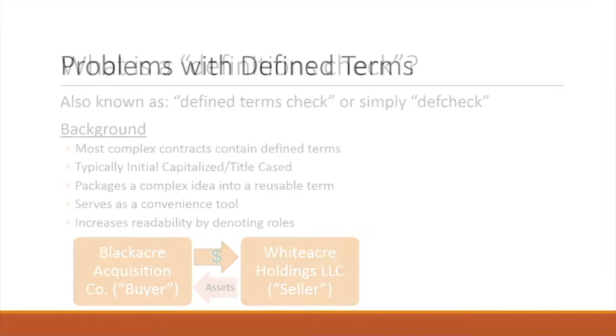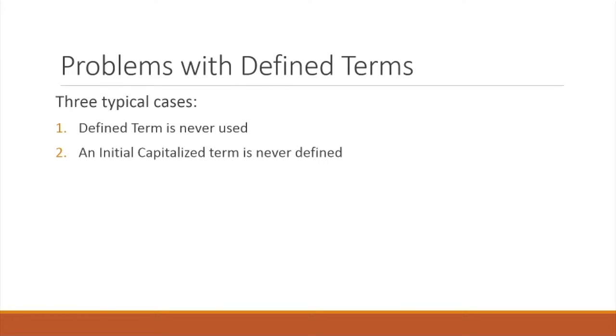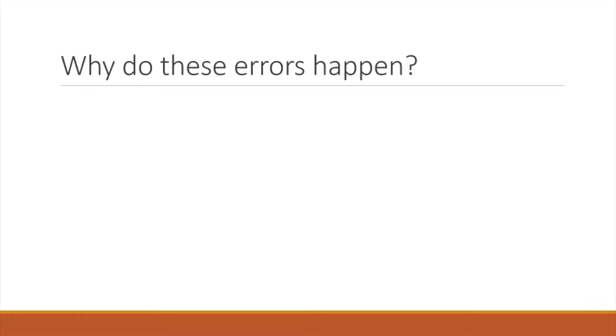The problem, though, is that as these agreements become more complex, they become more prone to errors, or in casual terms, busts. So what are busts? First, a defined term is defined, but it is never used in a document. Or, there's an initial capitalized term that is used, but it is never defined, so nobody knows what it is. Or sometimes a lowercase term is used when it should have been initial capitalized because a defined term for that same phrase exists. Why do these errors happen?